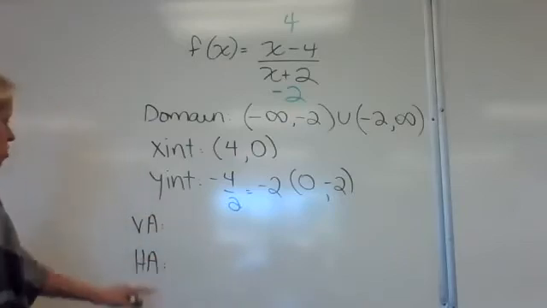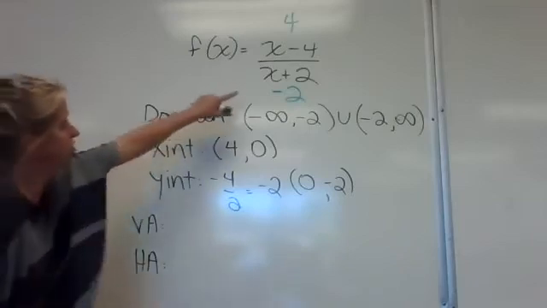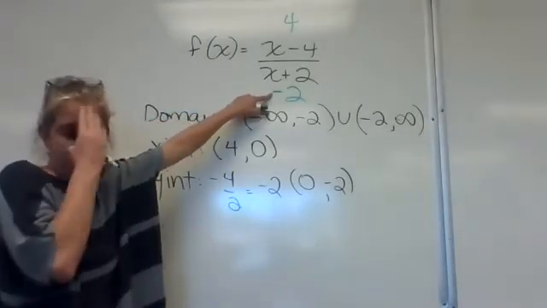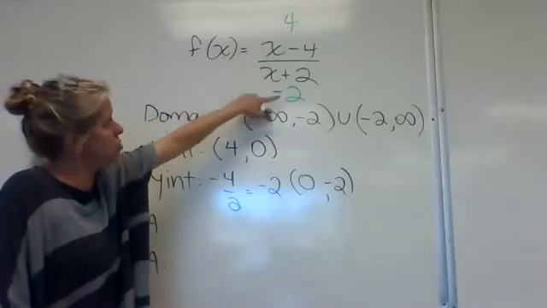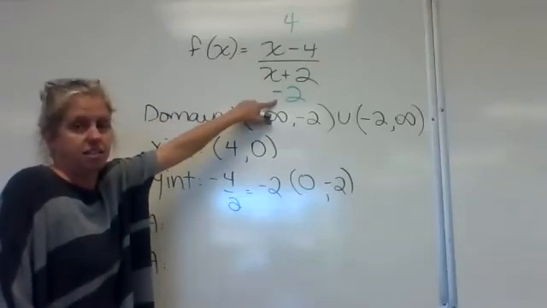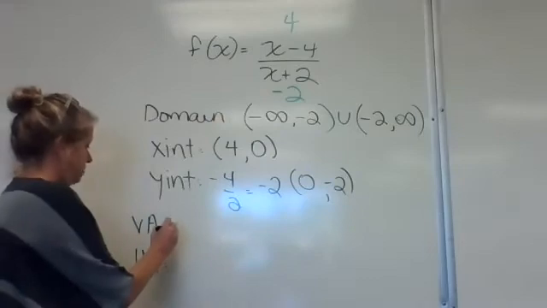Last two things, vertical and horizontal asymptotes. The vertical asymptote, 0 of the denominator, as long as it's not a 0 in the numerator, and it's not, right? So X equals -2.